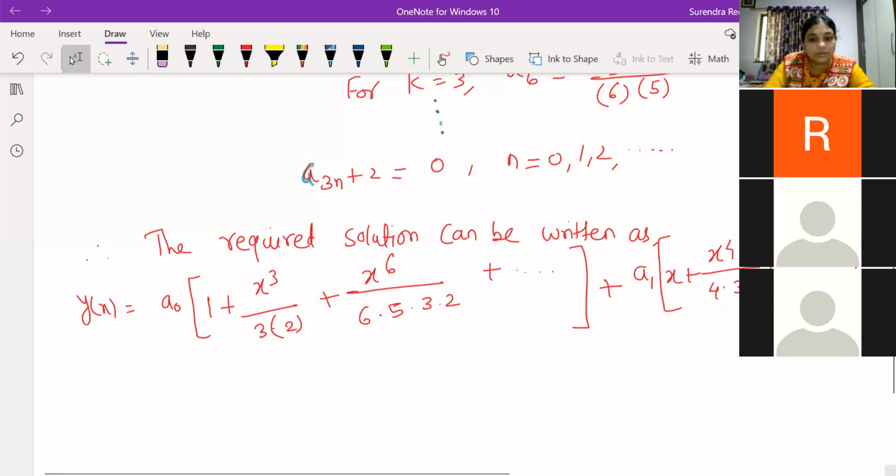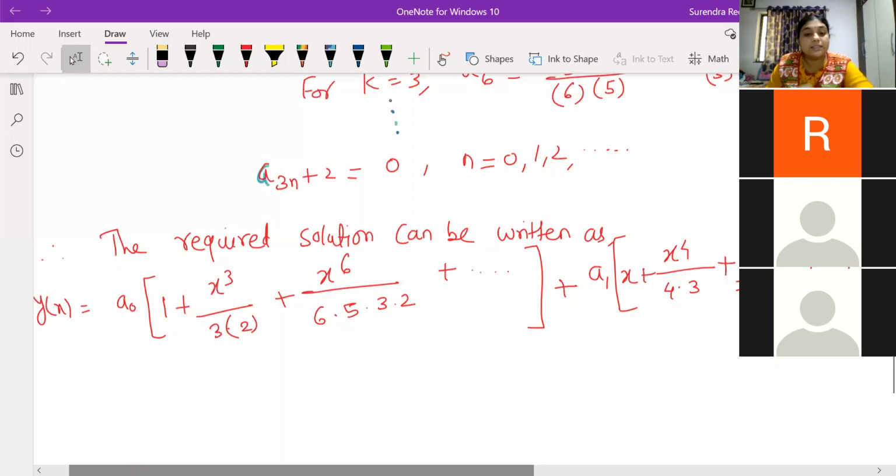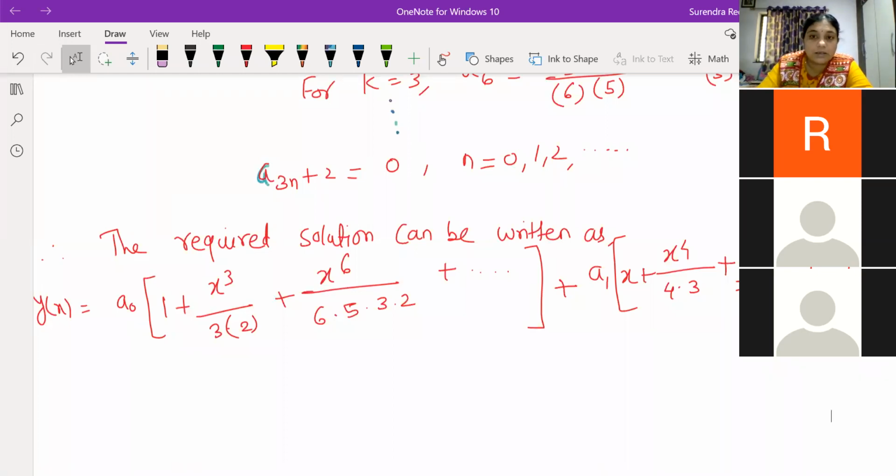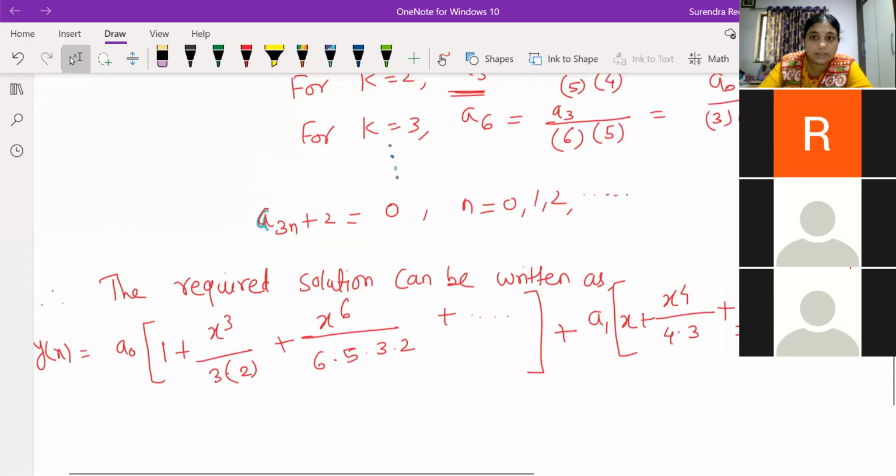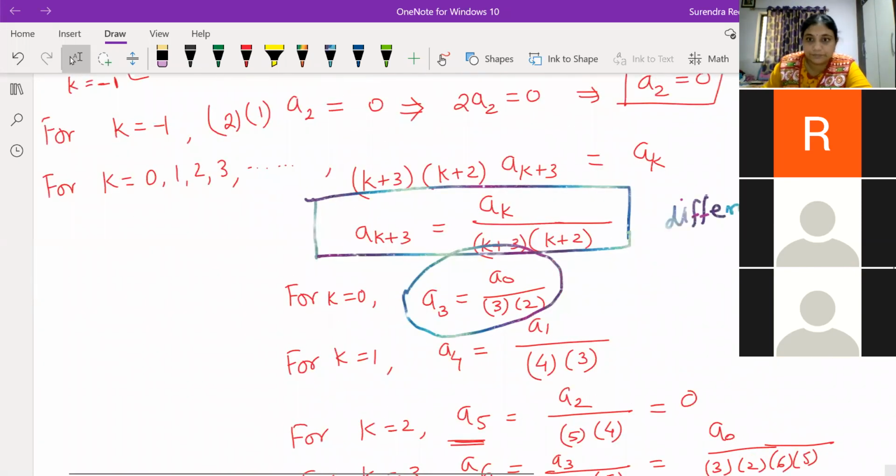Is that clear, this solution? This is the required solution of our Airy equation. And we have obtained this by solving the difference equation or recurrence relation. This relation.